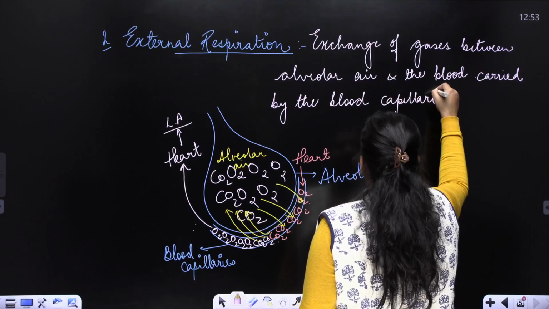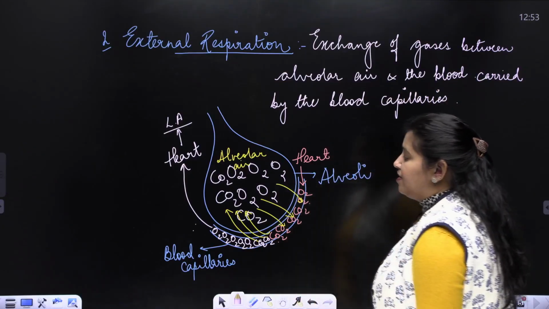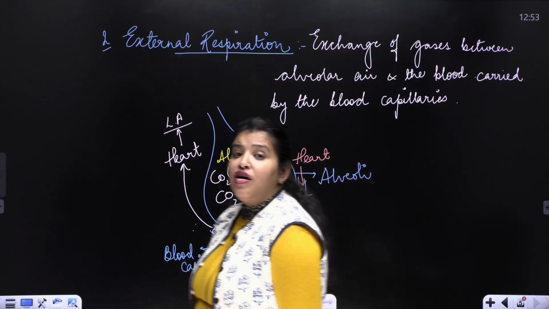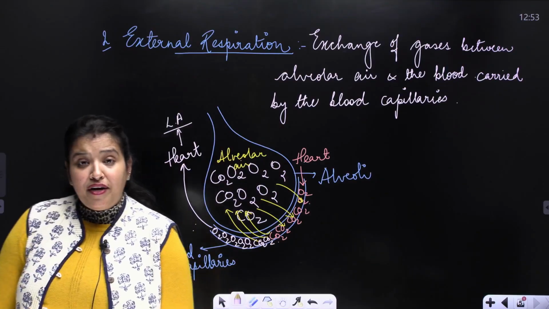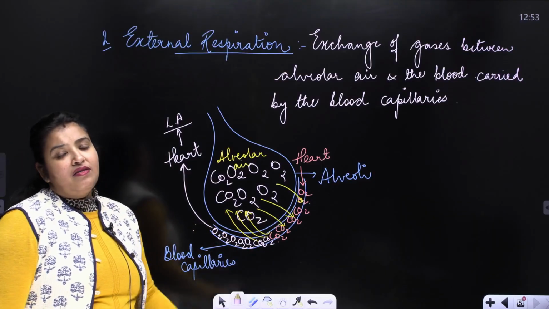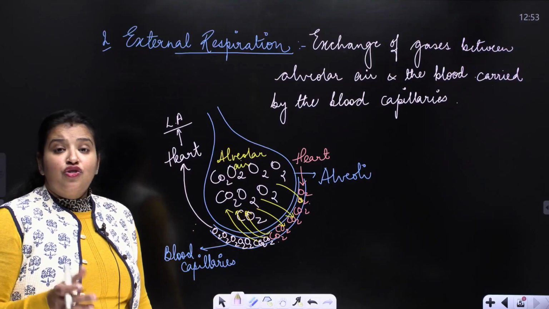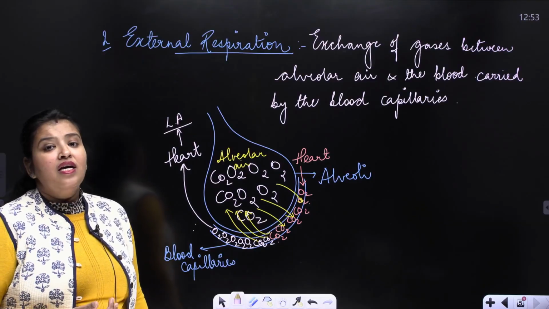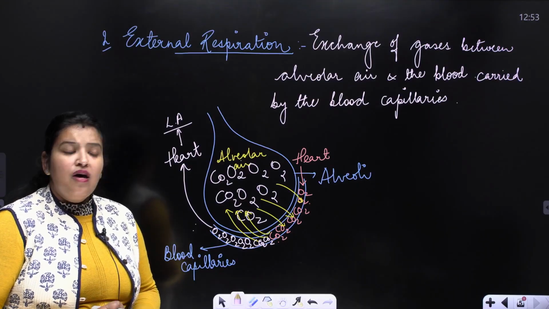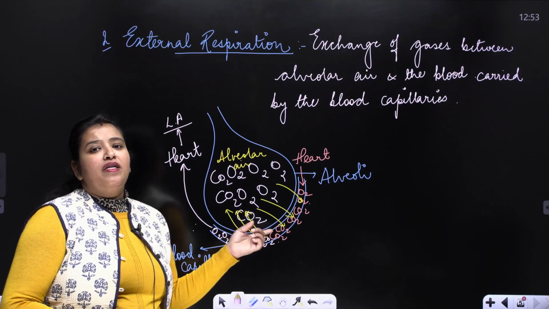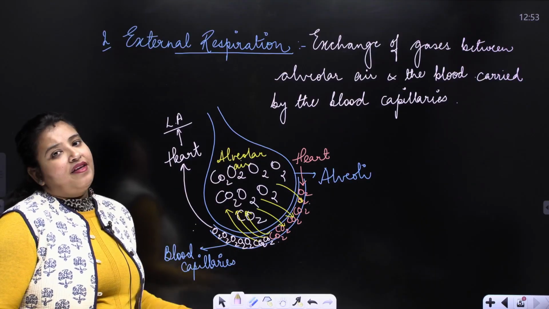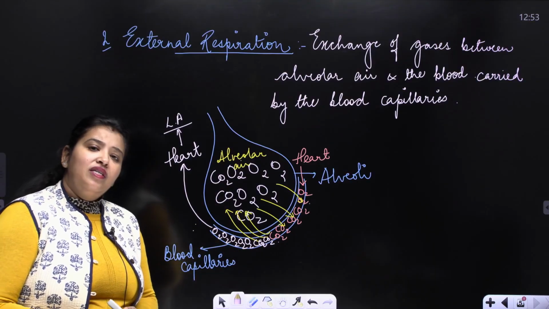Am I clear? This is what external respiration is. When the gaseous exchange is happening between the alveolar air and the blood which is carried in the blood capillaries surrounding the alveoli. So now you know why we were always saying that the respiratory surface should be richly supplied with blood capillaries, because the gases come in dissolved form in the blood. And here the gaseous exchange is going to take place.